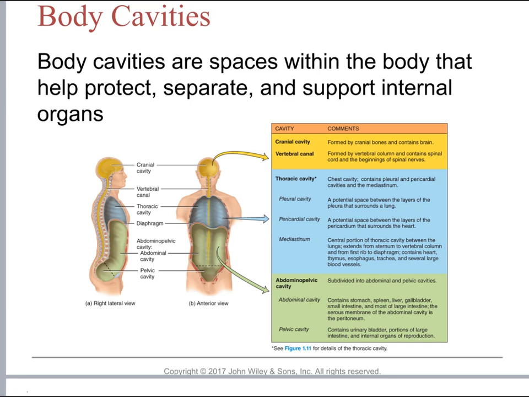Our last cavity is a combination of two cavities, the abdominopelvic cavity, which includes the abdominal cavity and the pelvic cavity. The abdominal cavity is going to contain all those digestive organs, the stomach, the spleen, the liver, the gallbladder, the small intestine, and most of the large intestine. It's going to have a serous membrane that's going to protect those organs called the peritoneum. The pelvic cavity contains your genital organs like the urinary bladder, portions of the large intestine, and internal organs of reproduction.